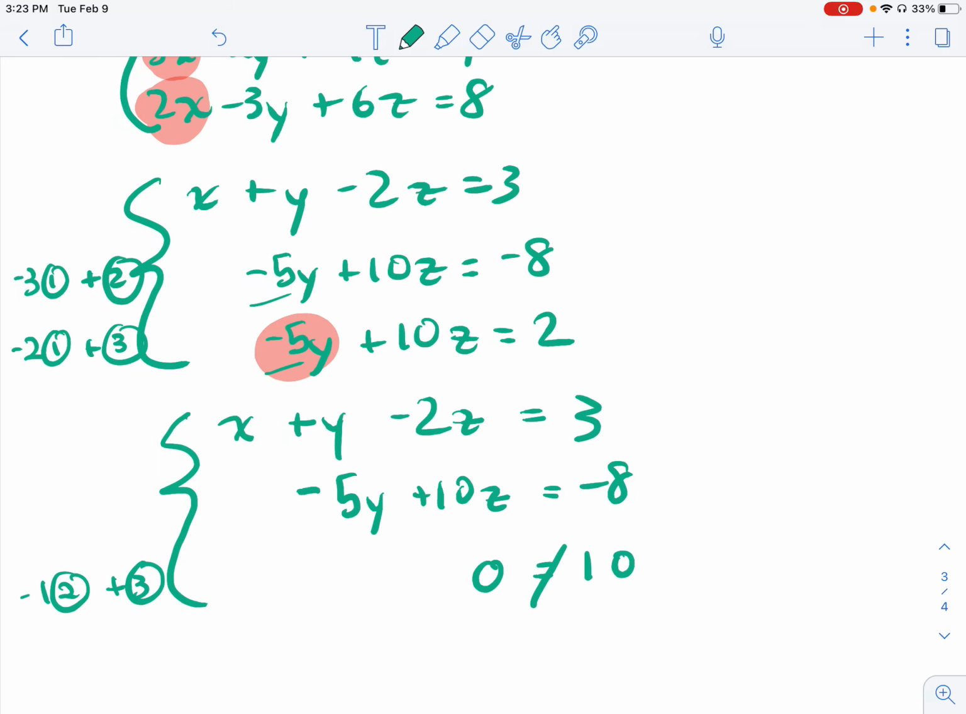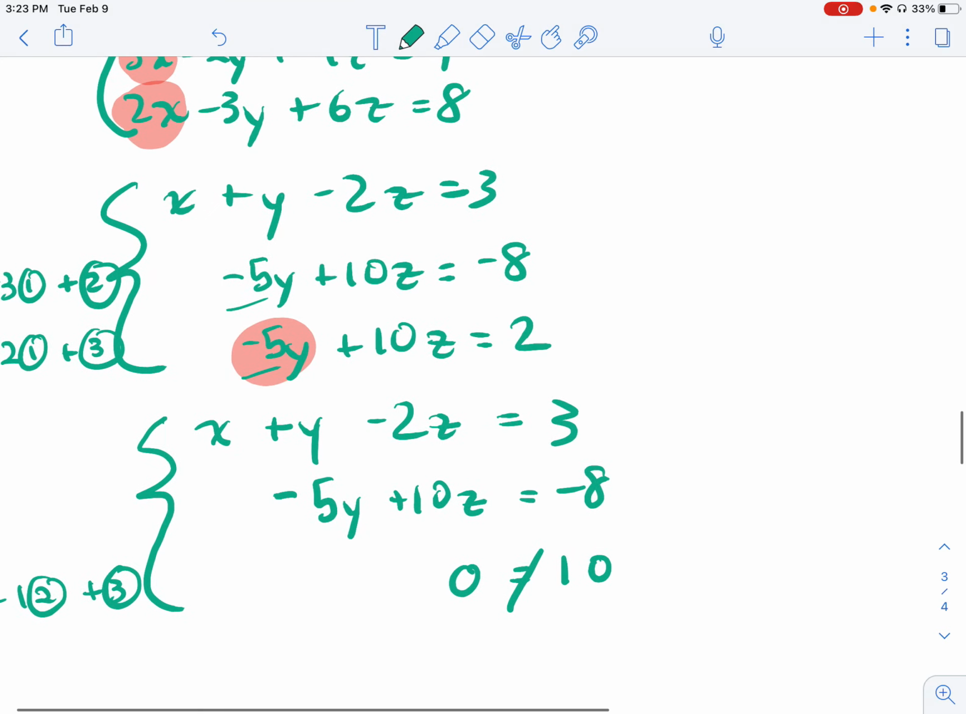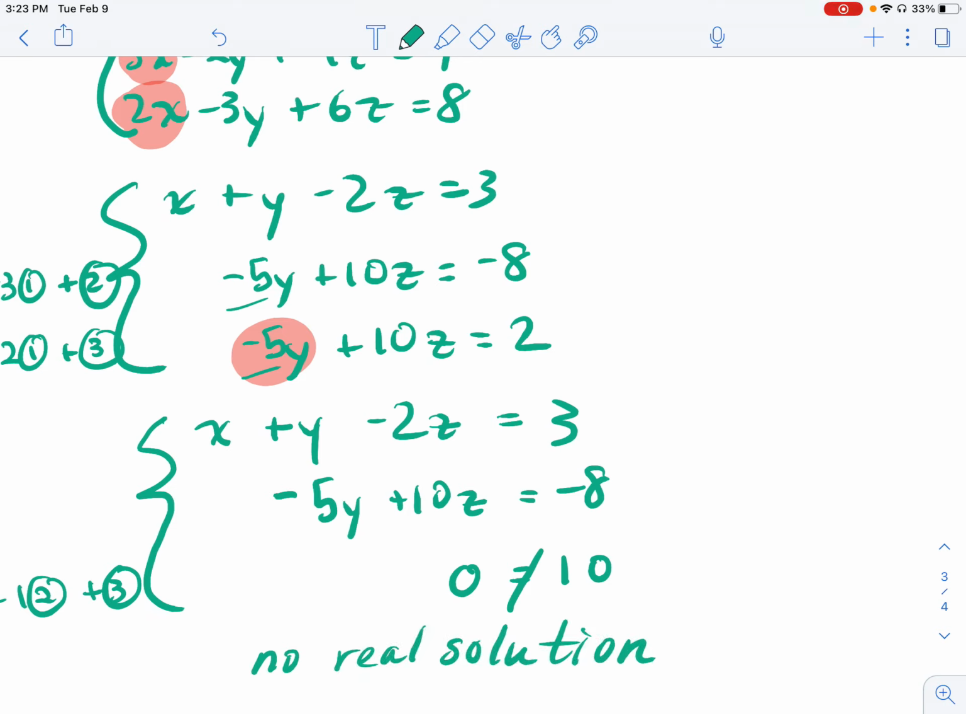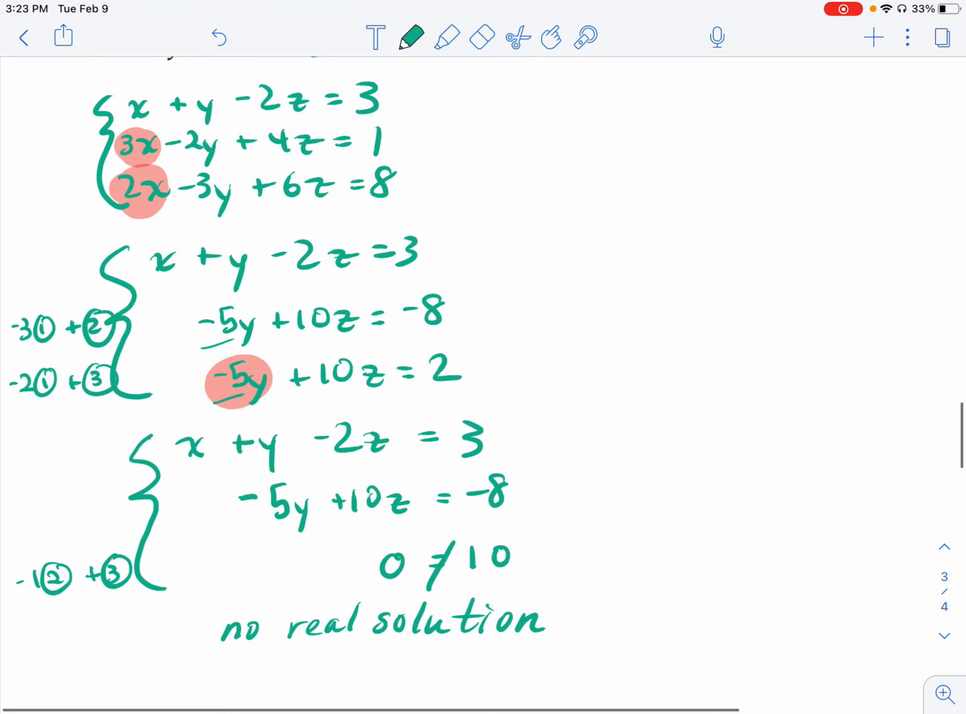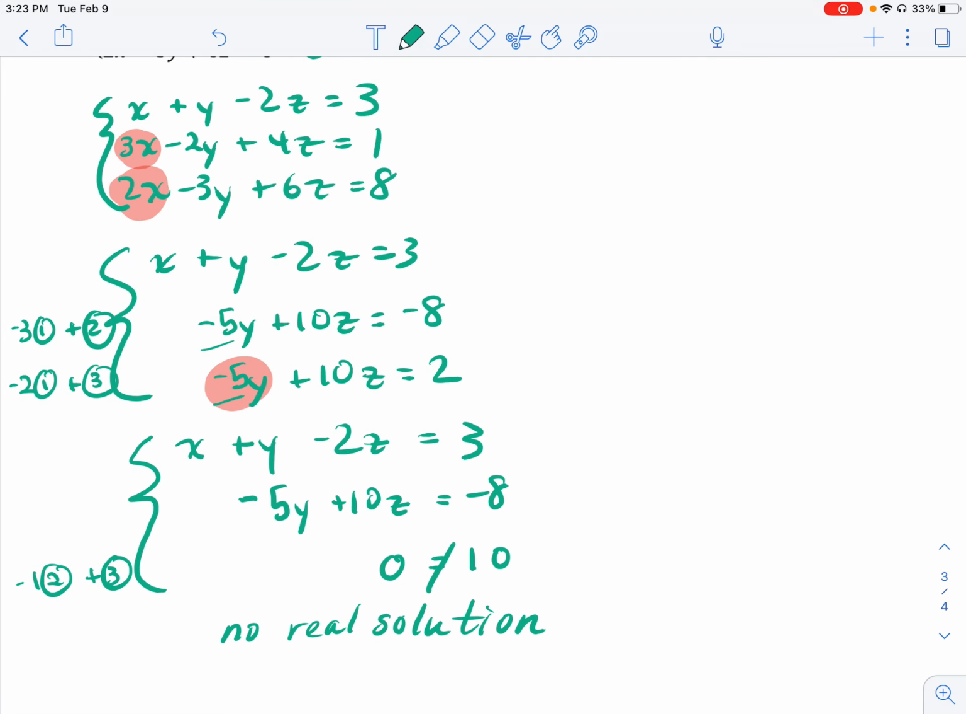So what does this mean for us? This means we have no real solution. There is never a line or a point or any place where all three of these equations will intersect. So we have no real solution. And if I wanted to classify the system, we'd call this, it's an inconsistent system.